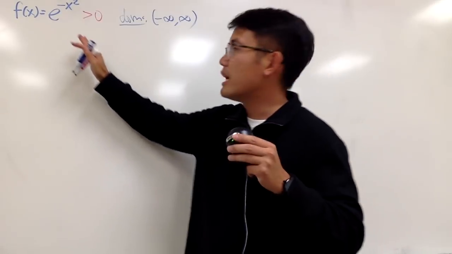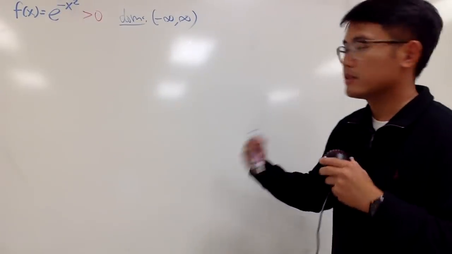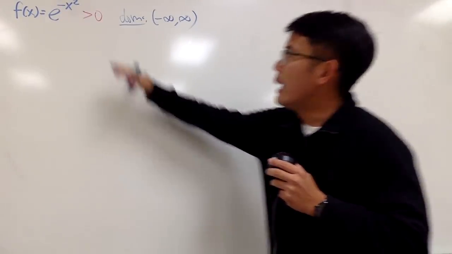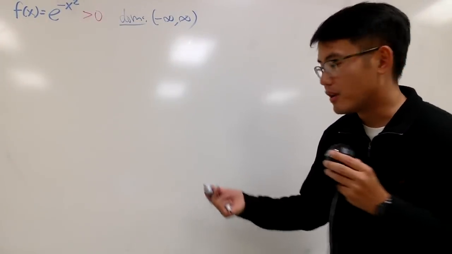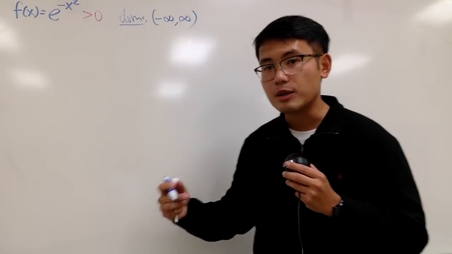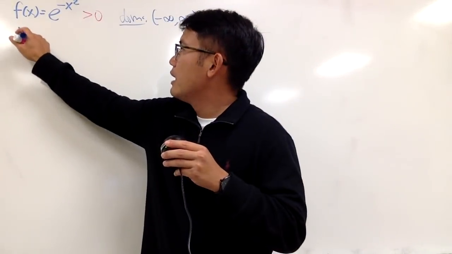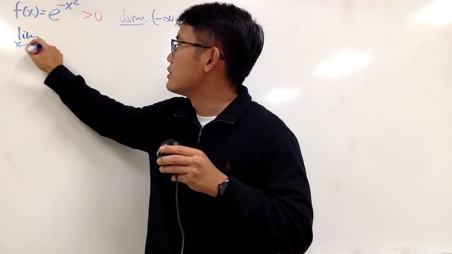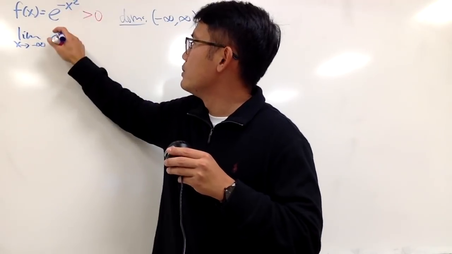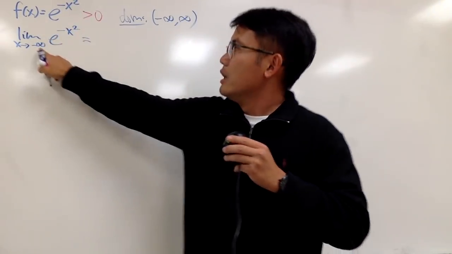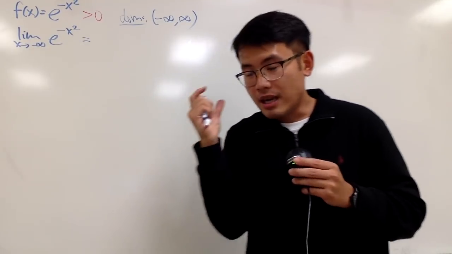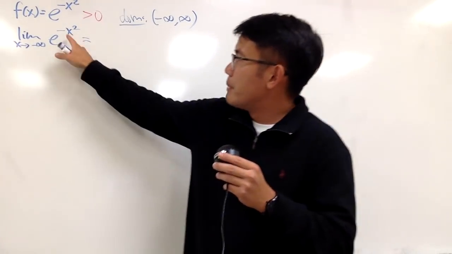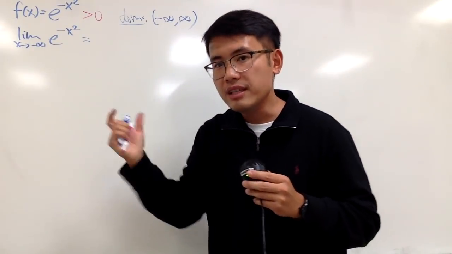And you can also notice that this is an even function, so the graph is symmetrical about the y-axis. And now let's do some calculus. Let's do limits first, so we can figure out the horizontal asymptotes. So let's check the limit as x approaches negative infinity first. We have e to the negative x squared. If you plug in negative infinity into here, you have to square that first, so you become positive infinity, but you still have a negative in front, so it's actually negative infinity.